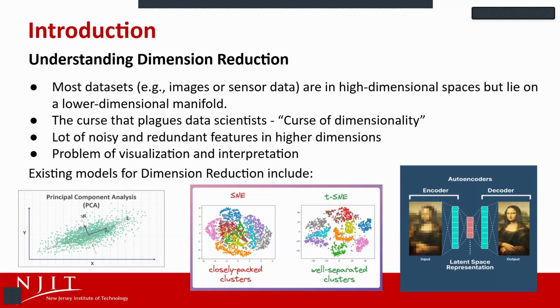Some of the well-known dimension reduction techniques include PCA, which is a linear dimension reduction technique that focuses on finding orthogonal dimensions of maximum variance and then projecting onto the top k PCs. Then there is SNE and t-SNE, which are nonlinear embeddings, preserving local neighborhood probabilities using a Gaussian kernel in SNE and a Student t distribution kernel in t-SNE. And then there's the autoencoder, which is a neural network trained to reconstruct input via a bottleneck layer.